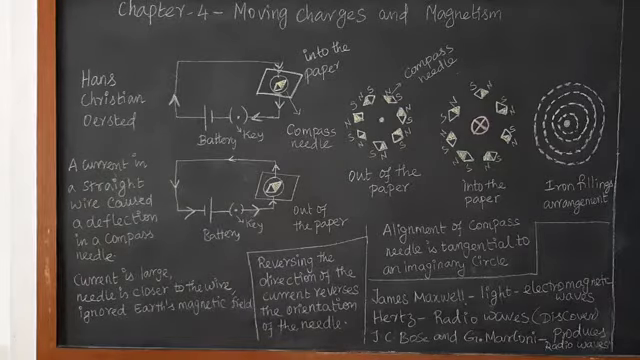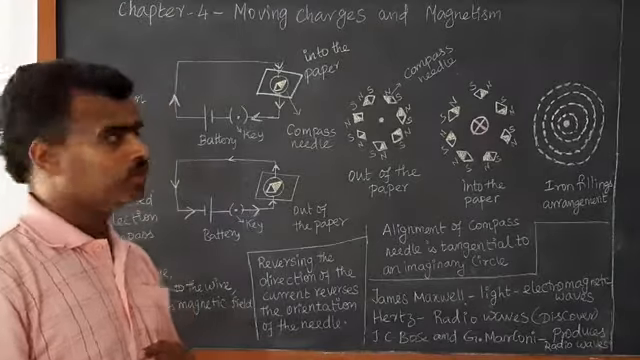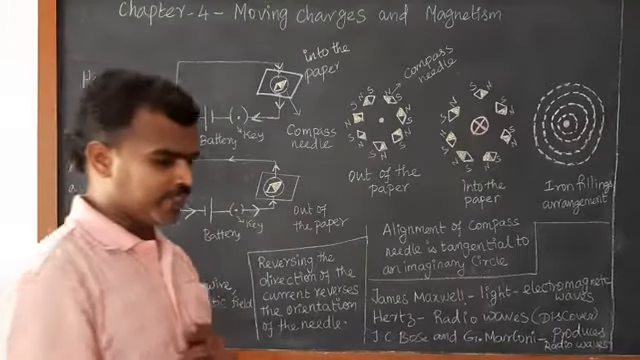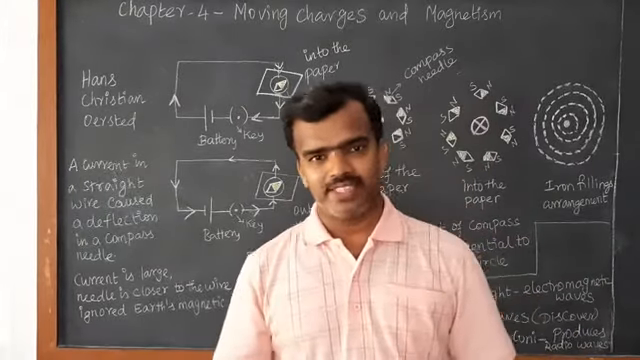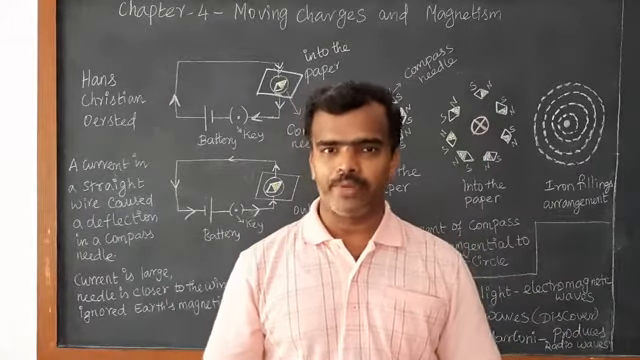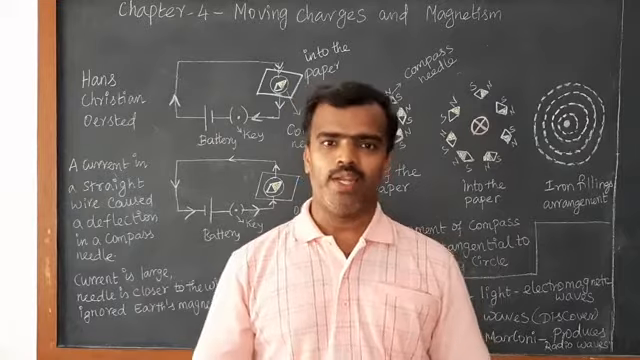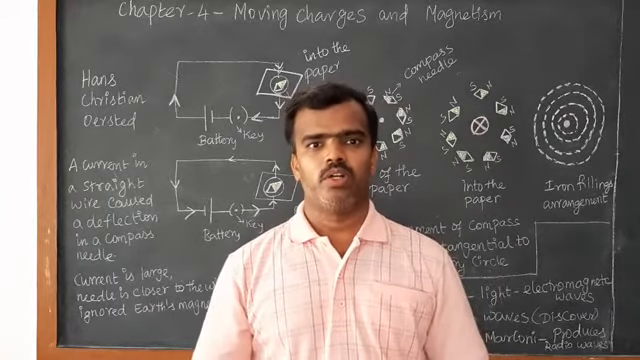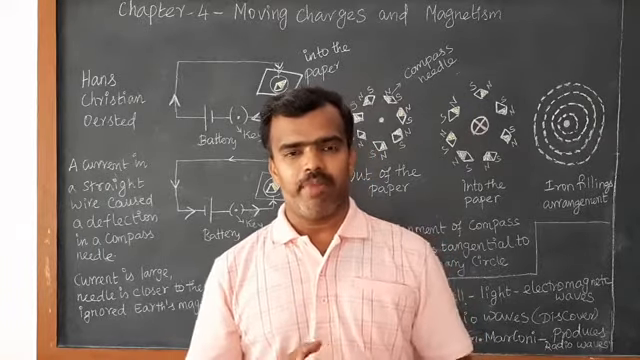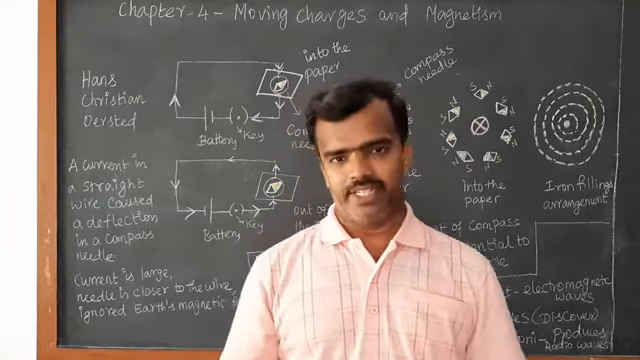Welcome back to the next chapter, chapter number 4, moving charges and magnetism. Why are we saying moving charges here? Suppose we say static charge, it will not produce magnetism. Only the moving charges produce magnetism. So, how are current and magnetism interrelated?